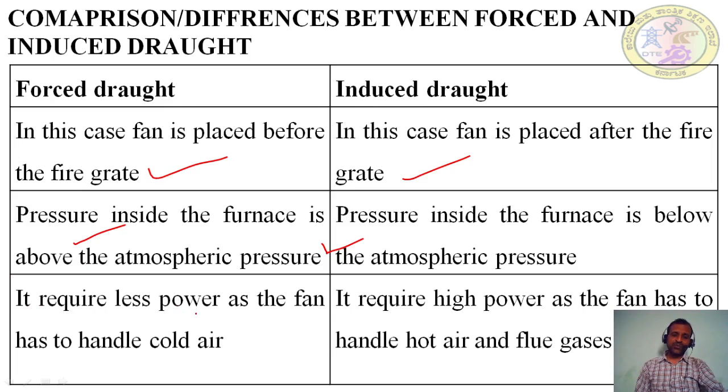So it requires less power as the fan has to handle the cold air, right? It requires less power because at the entrance we have not placed the blower here. So the power required is less here. It requires high power as the fan has to handle hot air in the flue gases. More power is required because you have placed the blower before the chimney, which means it has to handle the hot air. So for that you need high power.